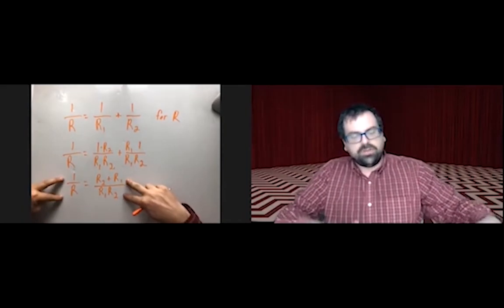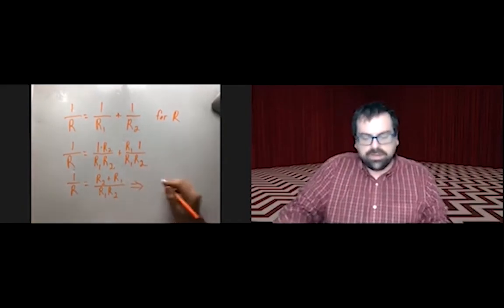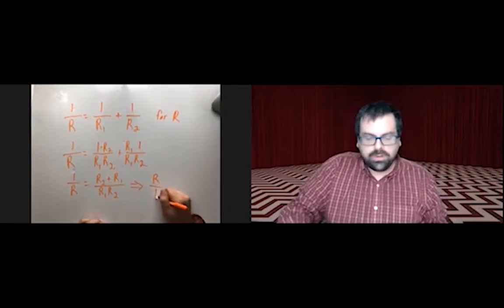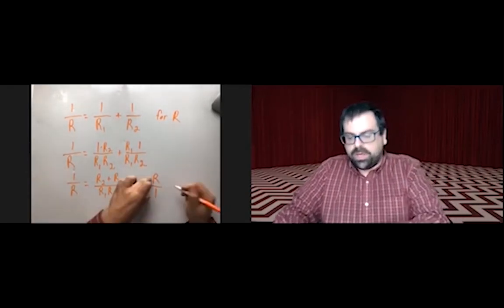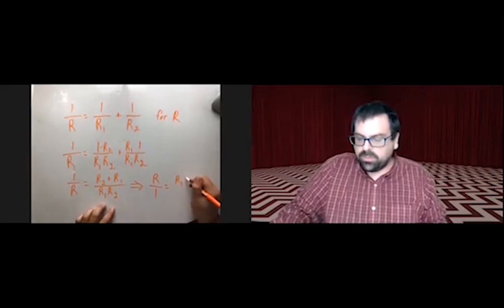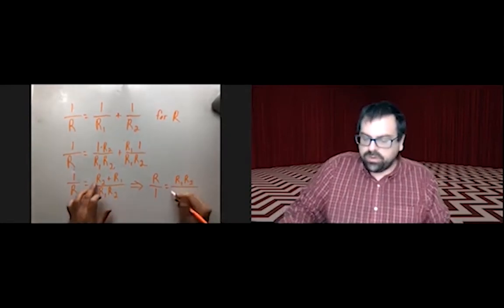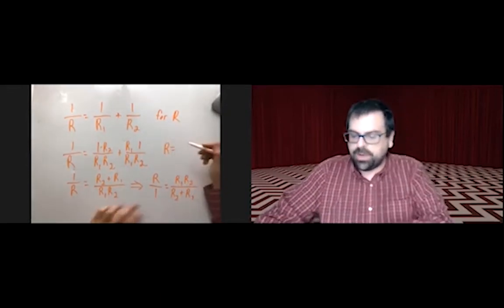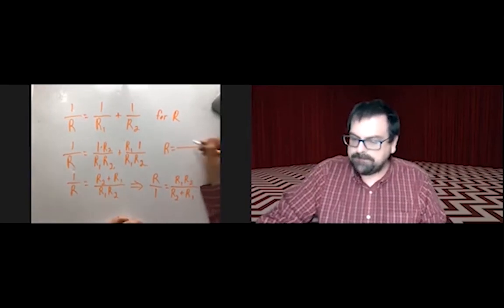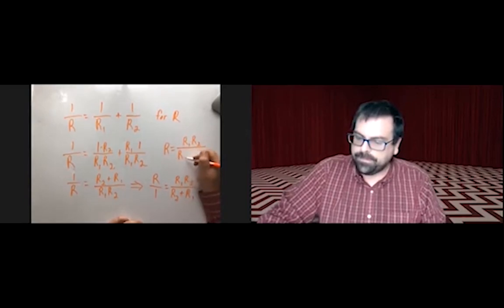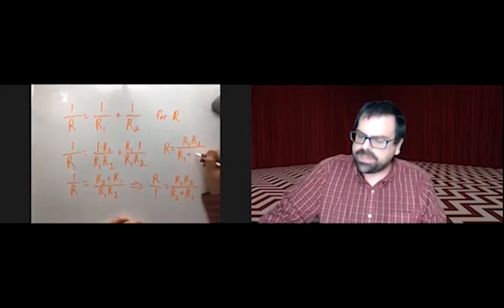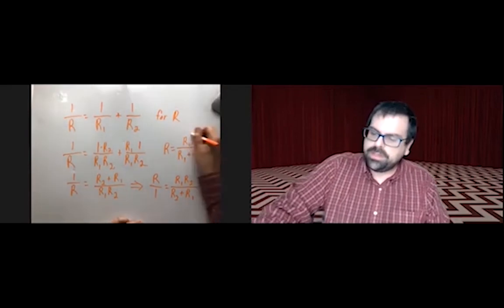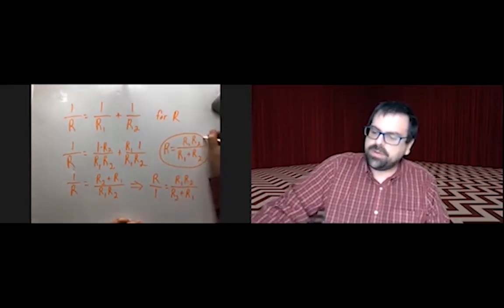Now that it's fraction over fraction, we can flip them both. R over 1 equals R1 R2 over R2 plus R1. So R is just R over 1. We're done. I'm going to write it R1 plus R2. You can add the two numbers in any order, so it doesn't matter.